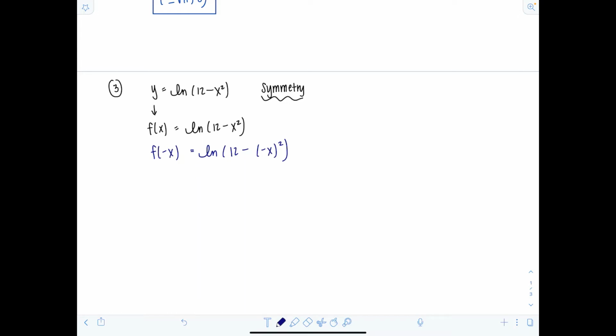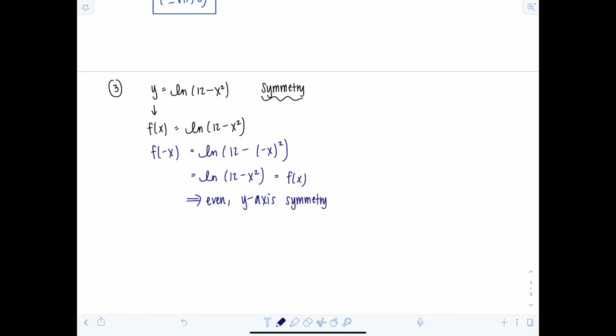Since I'm raising negative x to an even exponent, it's just going to simplify back to x squared. And the result is the same as my original function f of x. So what does that tell me? It tells me my function is even. And even functions have y-axis symmetry. Oh, that's good to know.